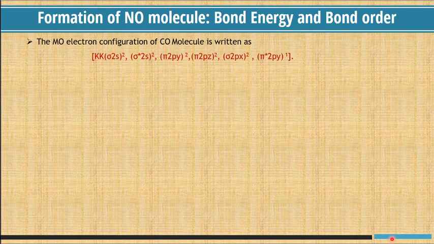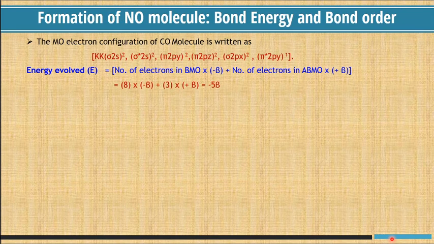The molecular orbital electronic configuration of the nitrogen oxide molecule can be written as KK sigma 2s2 sigma star 2s2 pi 2py2 pi 2pz2 sigma 2px2 and pi star 2py1. The energy evolved in the formation of the NO molecule is 8 into minus beta plus 3 into plus beta, that is equal to 5 beta.